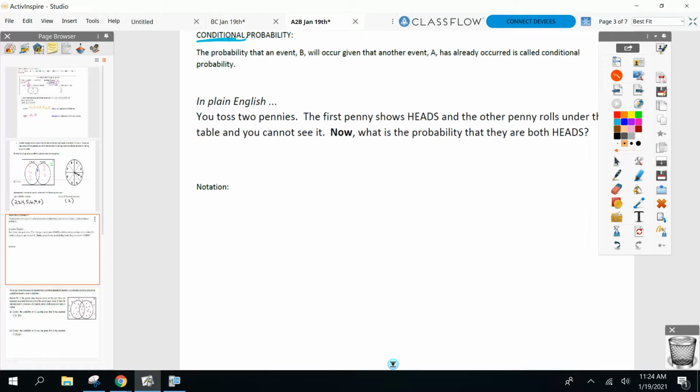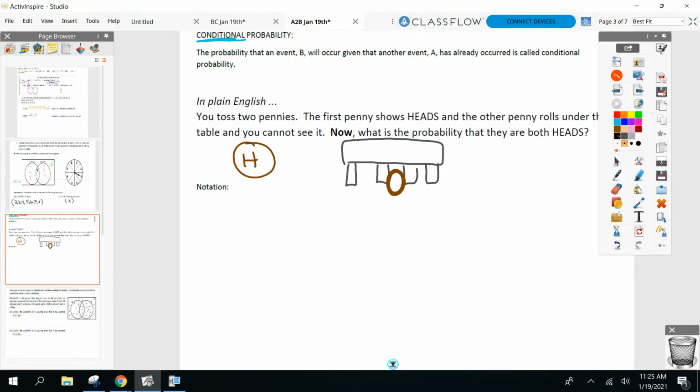Here's what I mean, a real life example. Ready? Real life example, plain English. I got 2 pennies. The first penny I know showed a head. The second one, darn thing rolled underneath the table. Look at that. Rolled underneath the table. First one I know it was a head. Second one landed underneath the table.